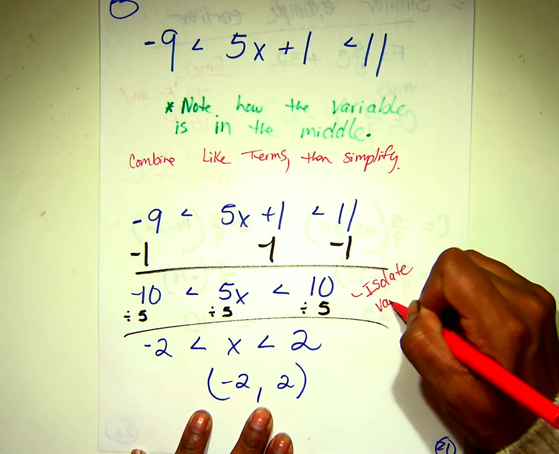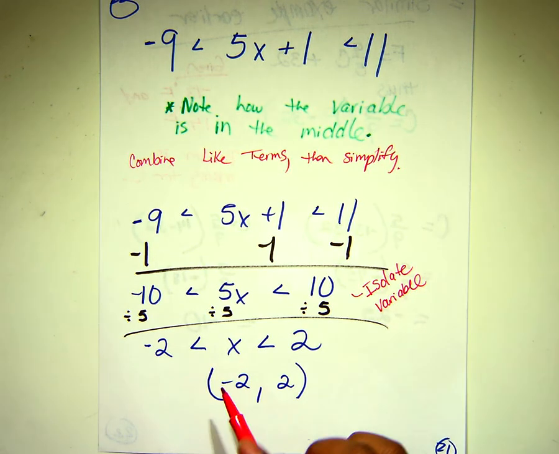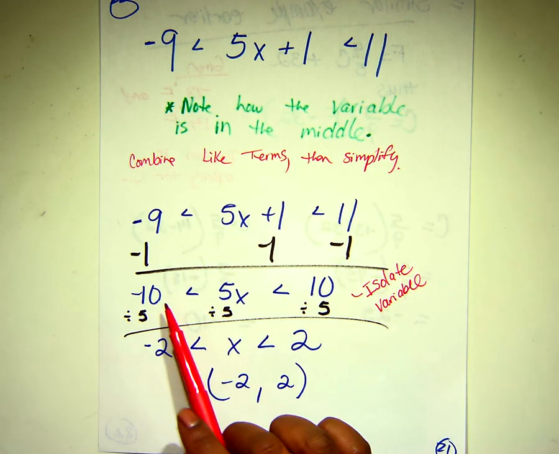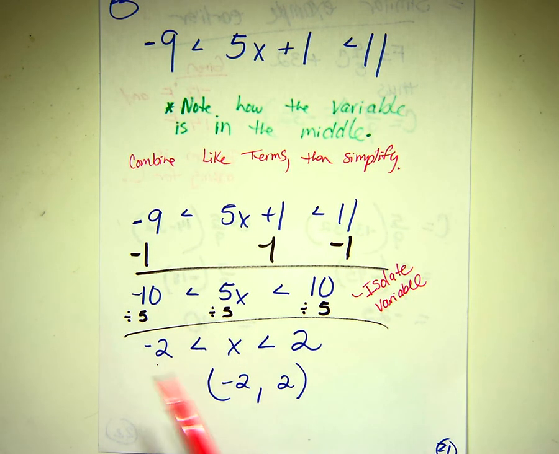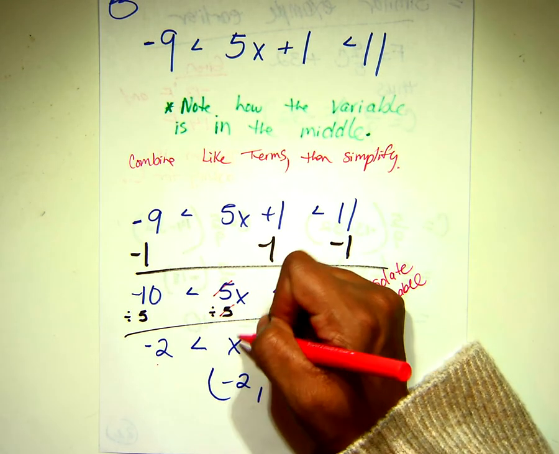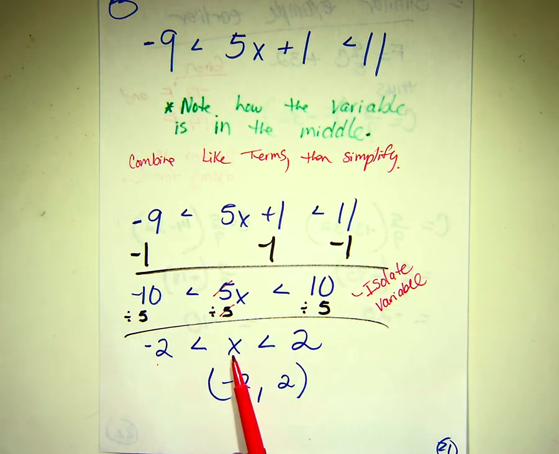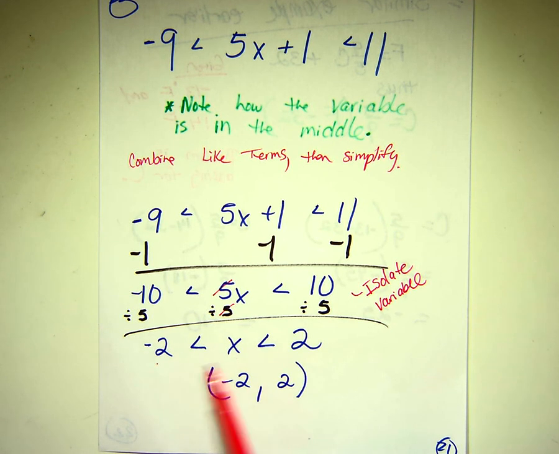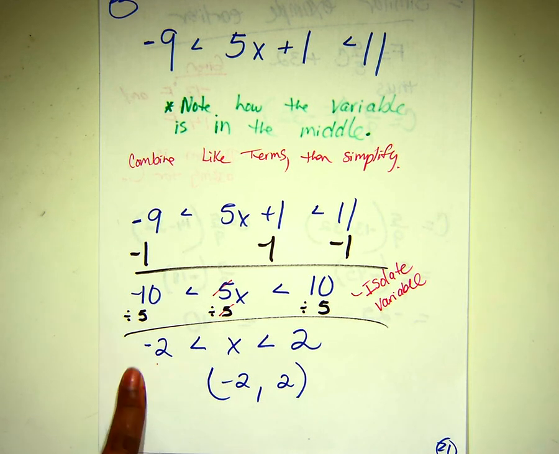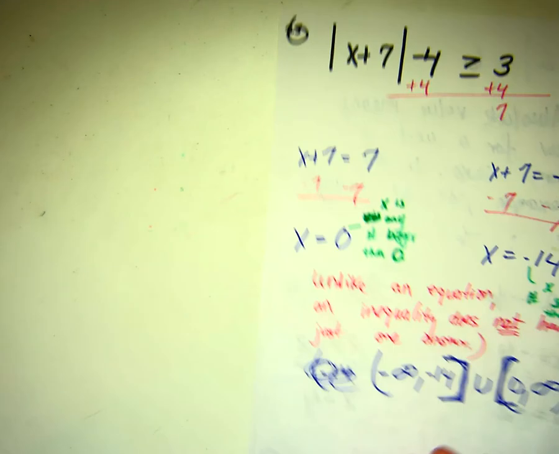Now what I mean by isolate your variable, divide everything now by 5 because that's what's attached to your x. So negative 10 divided by positive 5 gives you negative 2. These two 5s cancel out, so bring down your x. And then positive 10 divided by 5 gives you positive 2. So notice where the x is again. The x is between two numbers. So you may not necessarily have to do the interval notation for this, so be careful when you do it, if that makes sense. But notice how the x is in the middle, and you're going to have all of that. Here goes one that is a little bit more complicated.